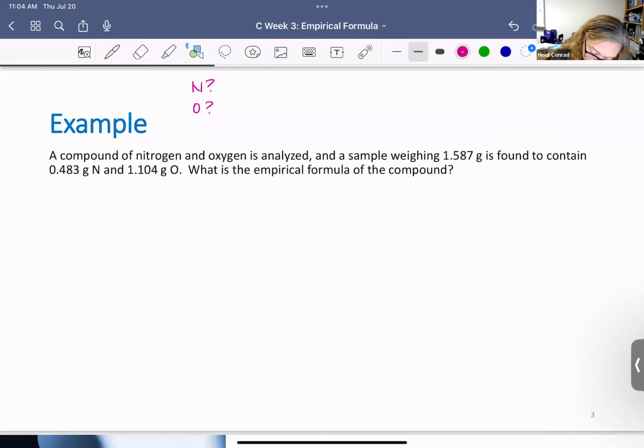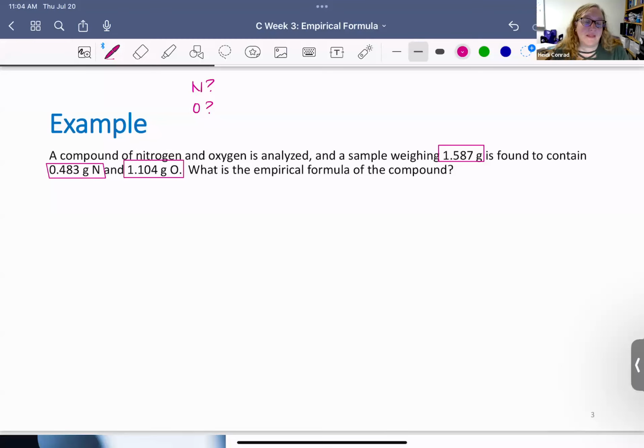I can see that my total sample is 1.587 grams. I've got 0.483 grams of nitrogen and 1.104 grams of oxygen. By conservation of mass, if I was to add up that grams of oxygen and that grams of nitrogen, it would weigh 1.587. It has to. I cannot create nor destroy things, conservation of mass. So that's what I know going into it. But I want to know the empirical formula of this compound.